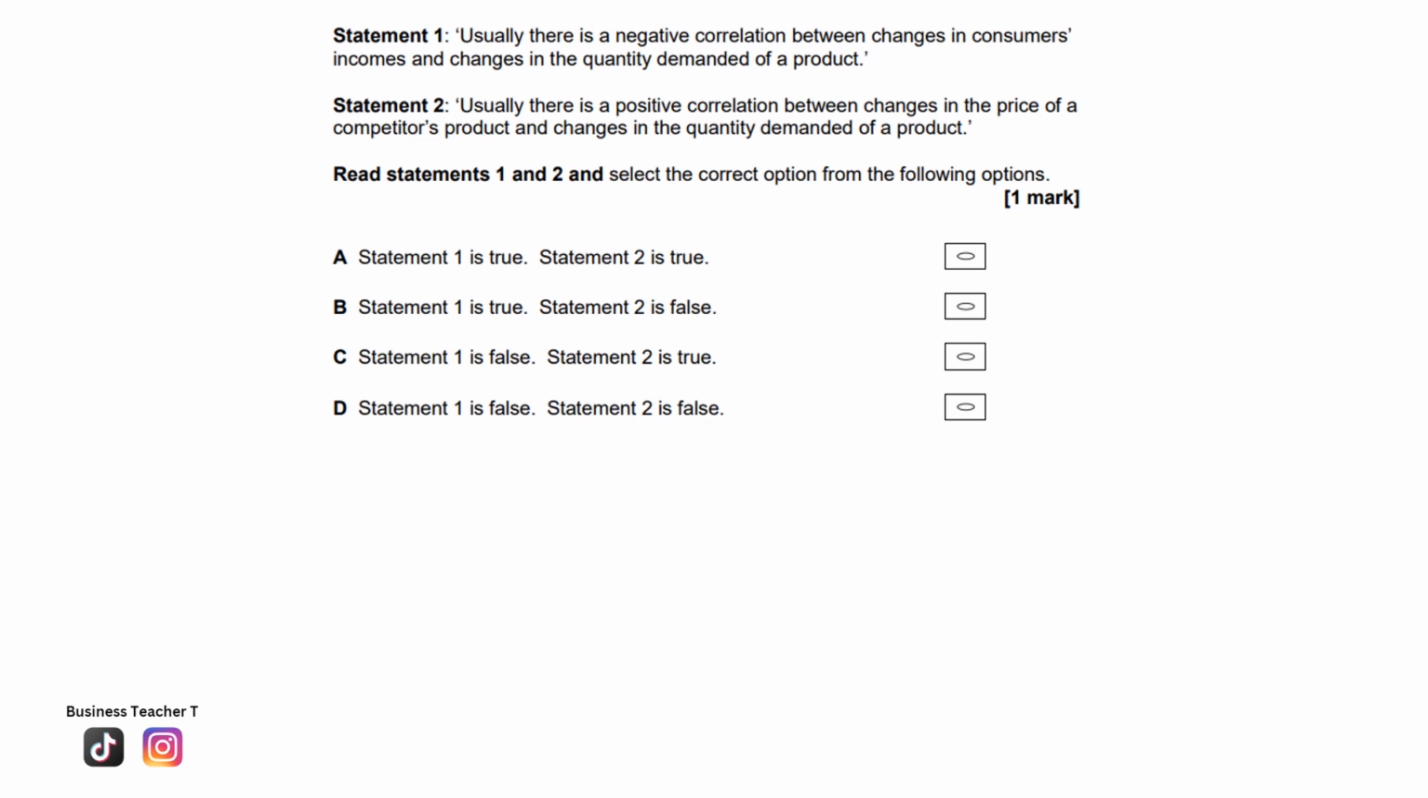A. Statement 1 is true. Statement 2 is true. B. Statement 1 is true. Statement 2 is false. C. Statement 1 is false. Statement 2 is true. Or D. Statement 1 is false. Statement 2 is false.